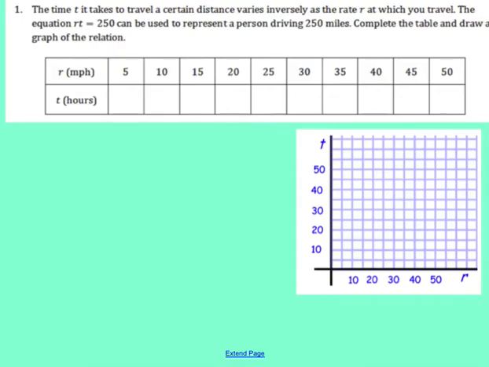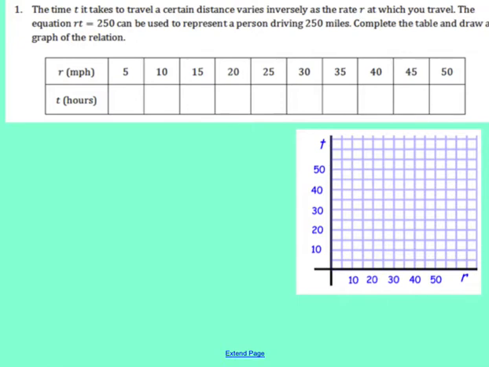The time it takes to travel a certain distance varies inversely as the rate r at which you travel. So for example, the faster you travel, the less time it's going to take you to get there. The equation r times t, or rate times time, is equal to 250 can be used to represent a person driving 250 miles. So we want to figure out based on our rate, how long it's going to take us.